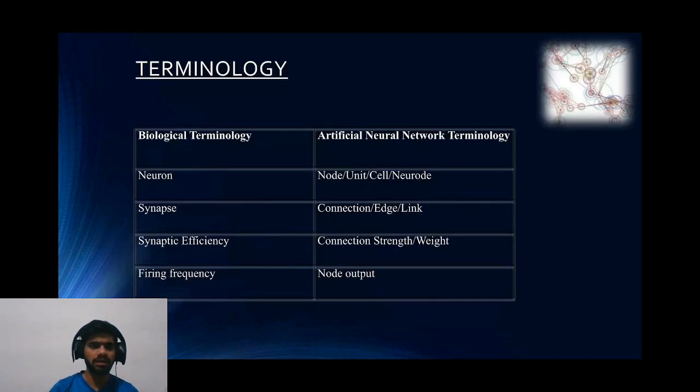Now these are the terminologies belonging to biological terminology and artificial neural network terminology. In biological terminology: neuron, synapse, synaptic efficiency, firing frequency. And in artificial neural network terminology: node, unit, cell, neuron, and connection, edge, link, connection strength, weight, and node output.